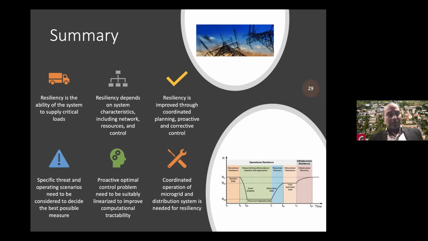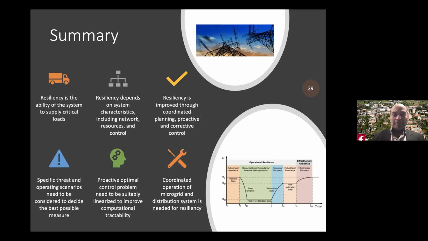So finally, just to summarize, resiliency, we think, is the ability or characteristic of the system, not the performance only. It depends on network, depends on control, depends on resources, and depends on, of course, critical load. Right? It can be improved. It requires a lot of effort in terms of coordinated planning, proactive and corrective control.